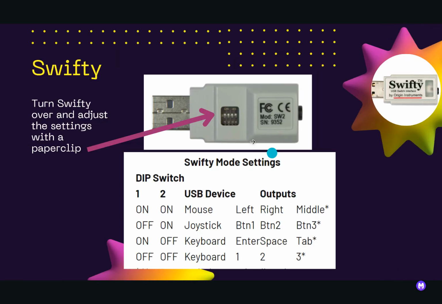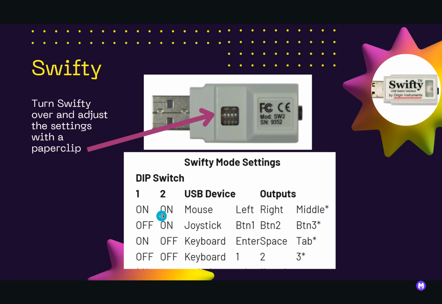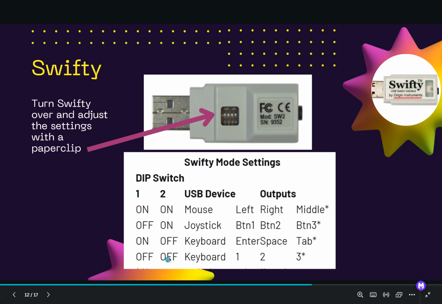So just like the Tapio, the back of the Swifty has some little white switches that you can turn on and off, and the chart here below lets you know what actions your switch will take based on which switches you have on and off.